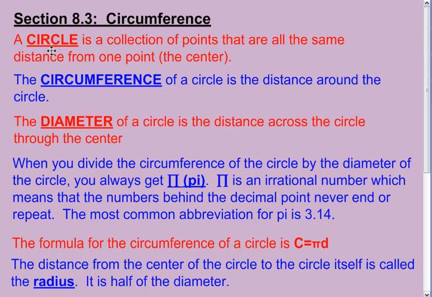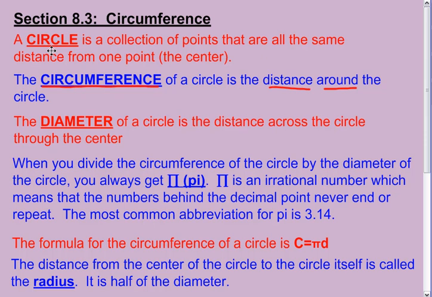The circumference of a circle is the distance around the circle. If you are on a circle and you start in one direction, how far do you walk to come back to the same point? Okay? That is the circumference.